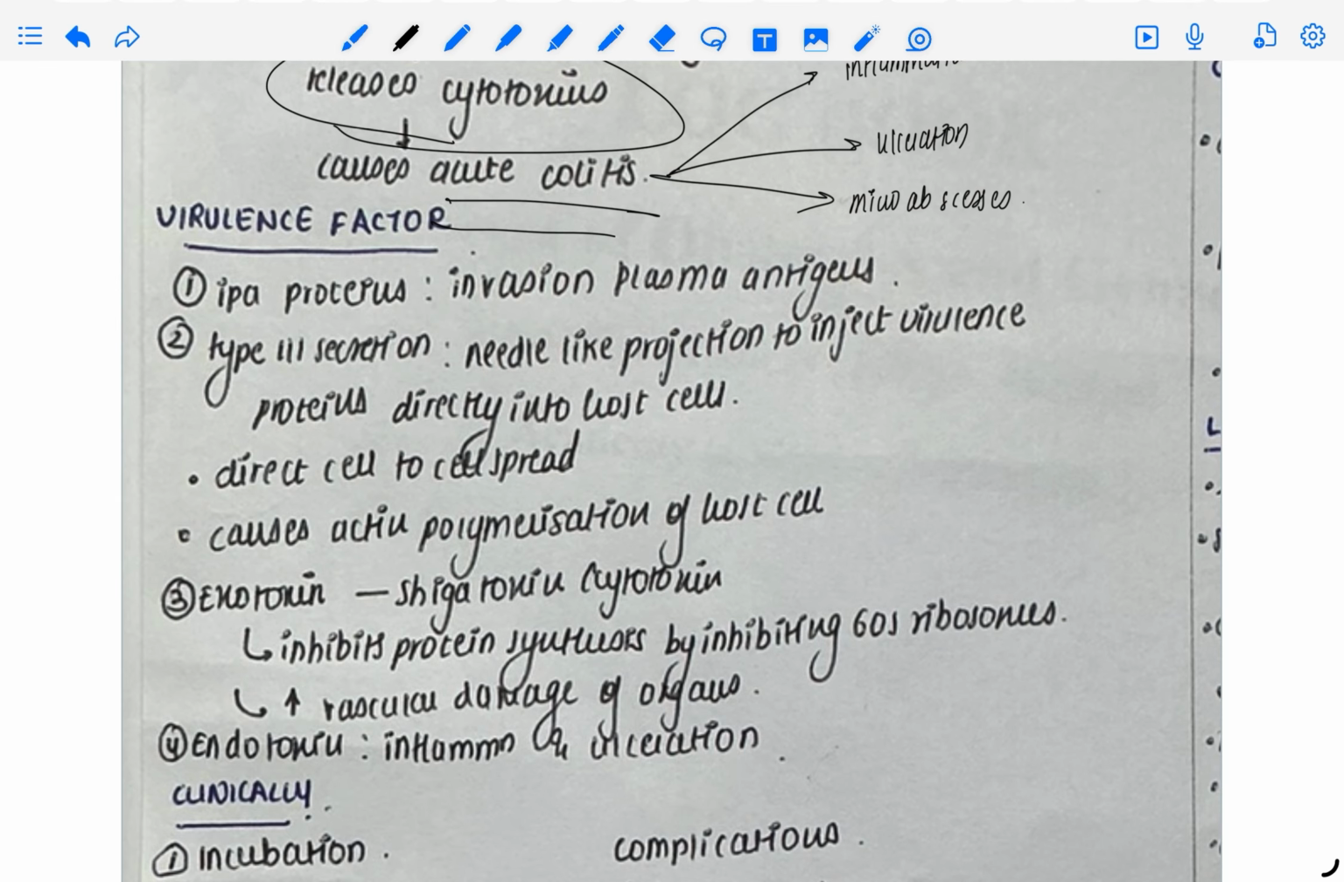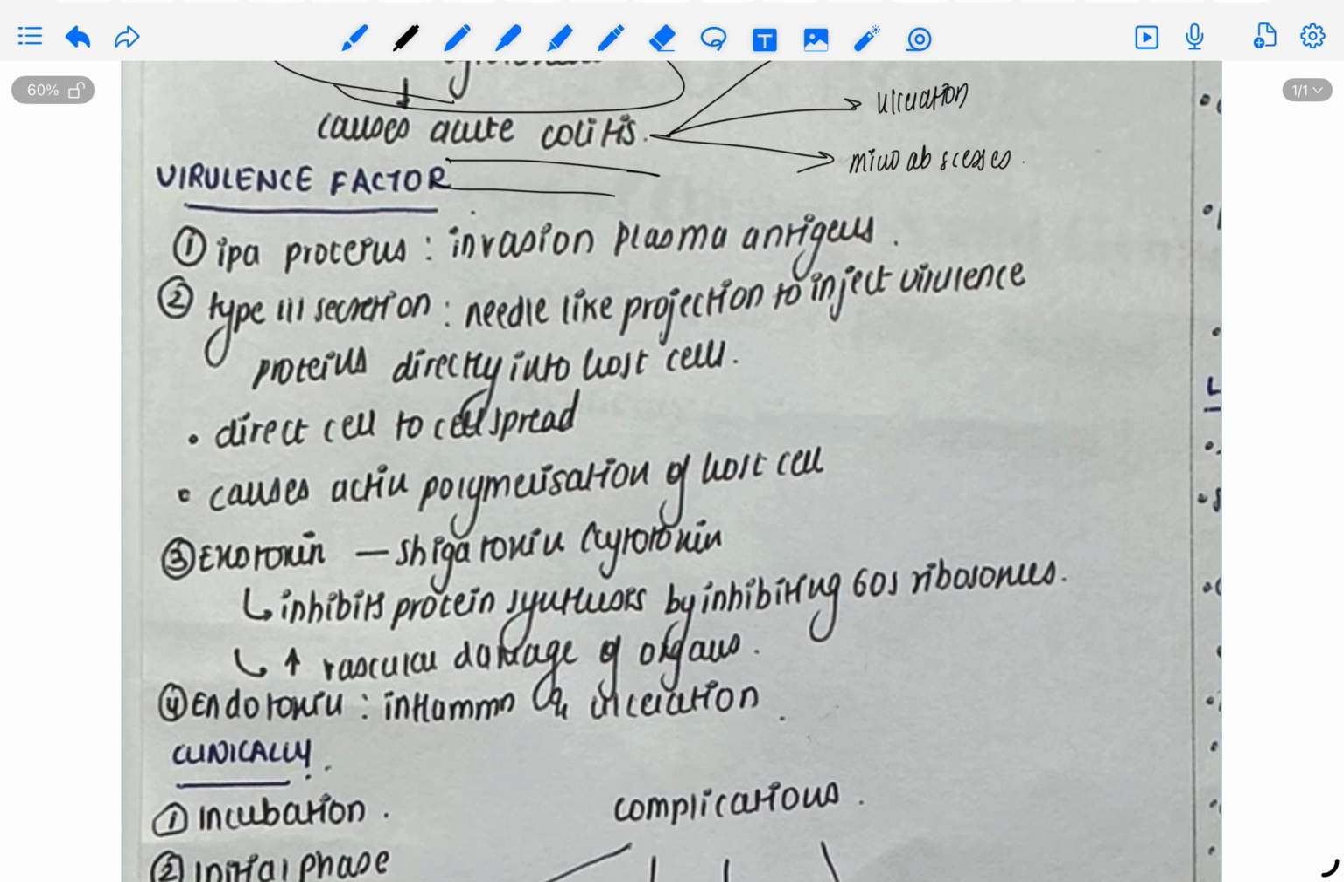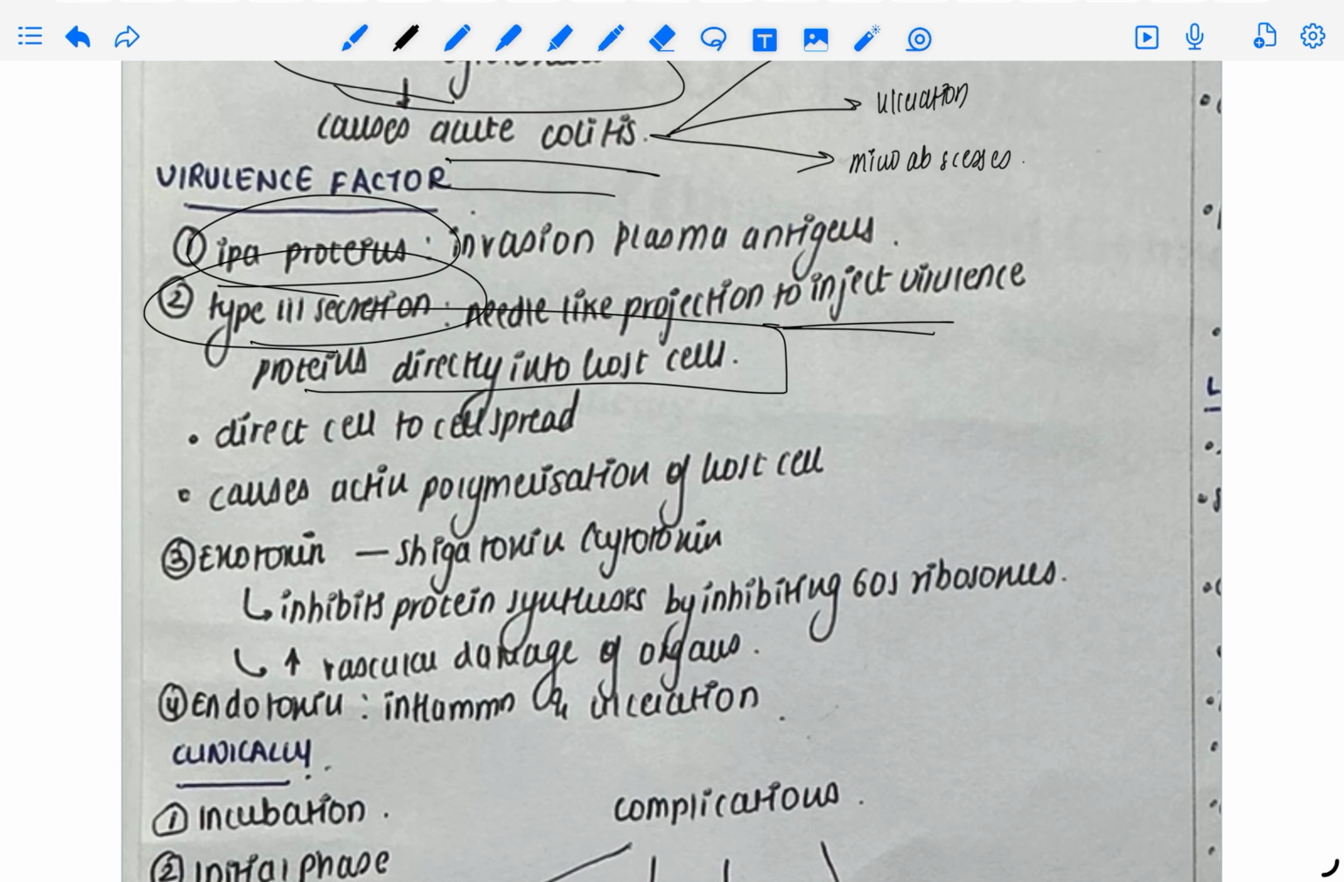Now, how does it basically do this? How can it invade? How is it causing this disease? It is because of certain virulence factors that it has. Number 1 is IPA proteins, which help its invasion through the M cells. Then there is type 3 secretion, which are needle-like projections used to inject virulence proteins directly into the host cell, which causes direct cell-to-cell spread and then causes actin polymerization of the host cells.